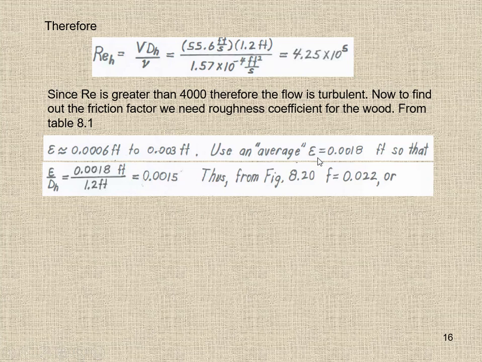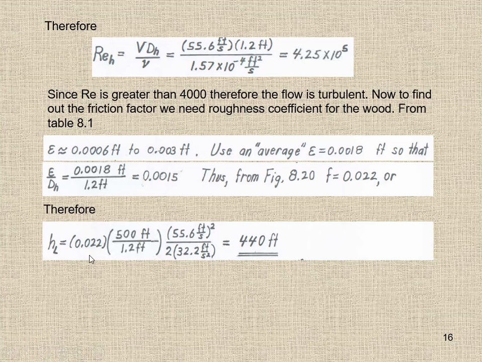So now the relative roughness, the roughness divided by the hydraulic diameter, we got as 0.0015. From figure 8.20, F is equal to 0.002. Now the Reynolds number and the relative roughness are known. So you know both the values, you can easily calculate the friction factor. Once you know the friction factor, you can calculate the head loss.